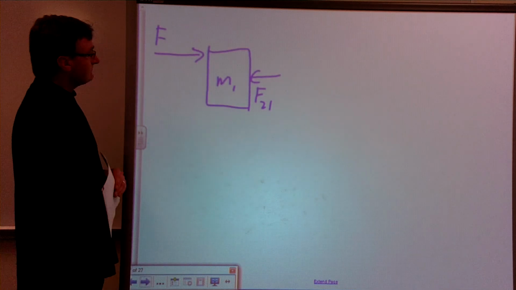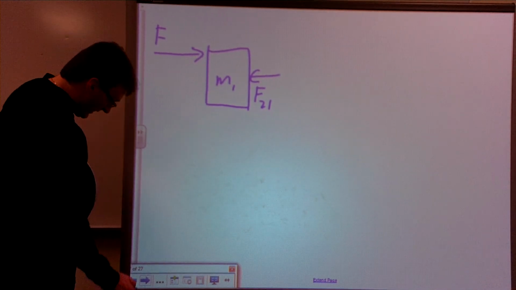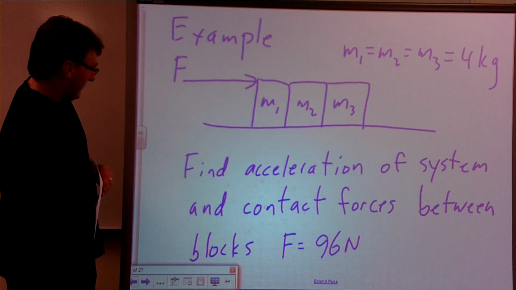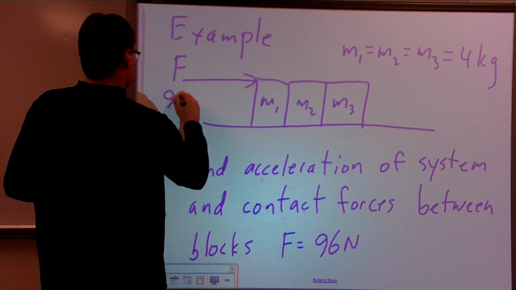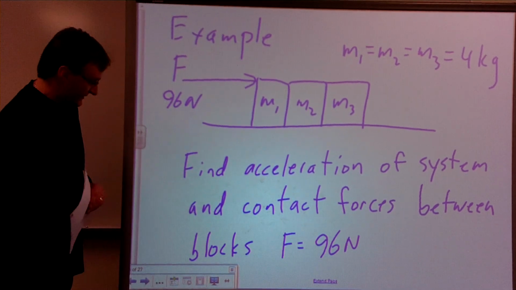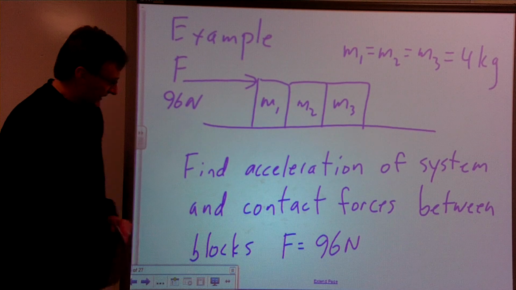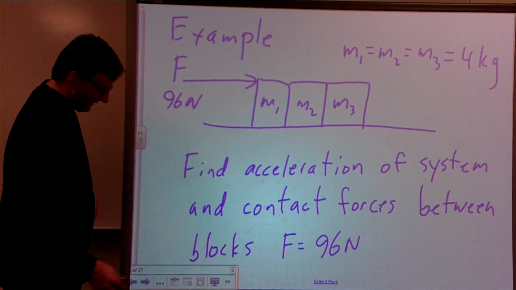We should have the force on here as well. That is going to be 96 newtons. The applied force is 96 newtons. Oh yeah, we've got it right down there. Okay, so we have all our numbers here.